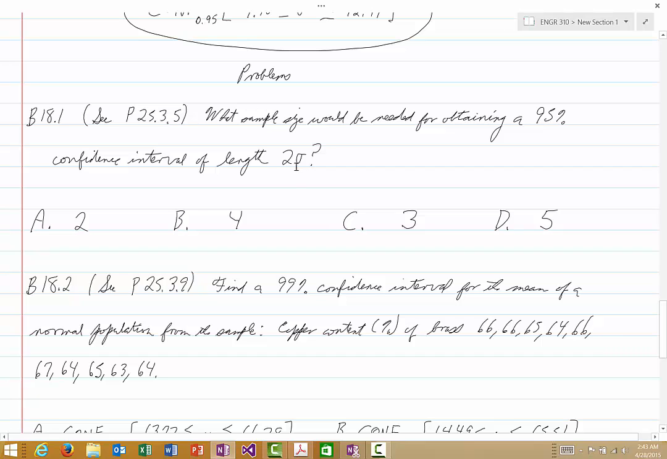And one warning about this problem: when you do it, you will not come up with an integer. You will come up with a decimal number, but of course the sample size must be an integer. It must be a positive integer or a certain number of samples, and so just round your answer to the nearest integer, and the choices are A is 2, B is 4, C is 3, and D is 5.